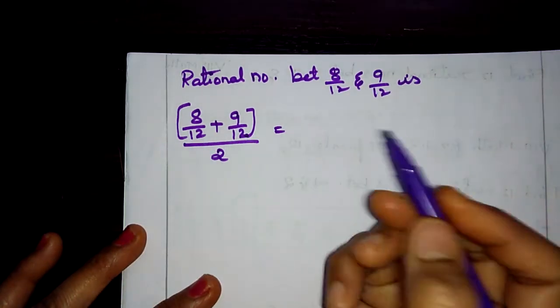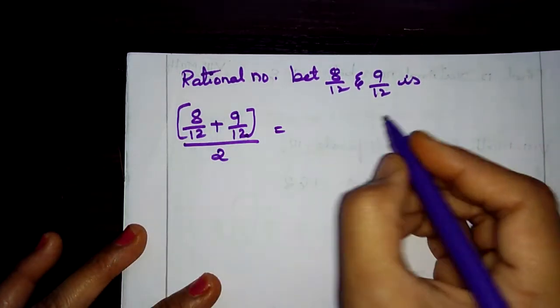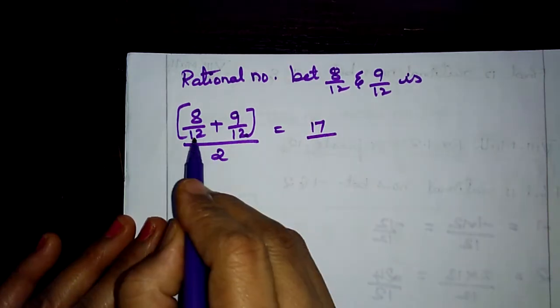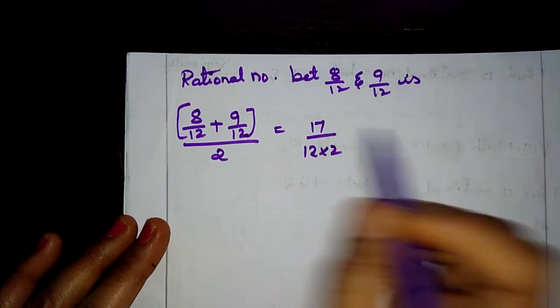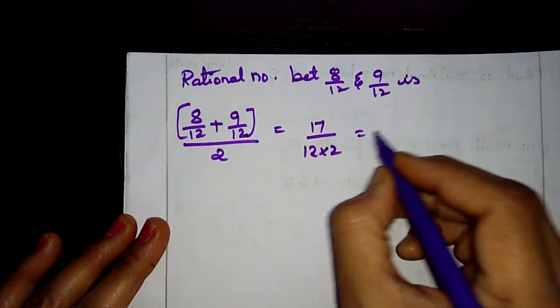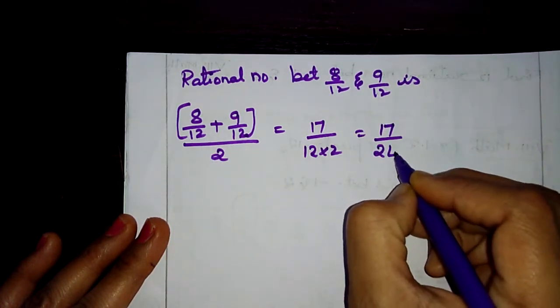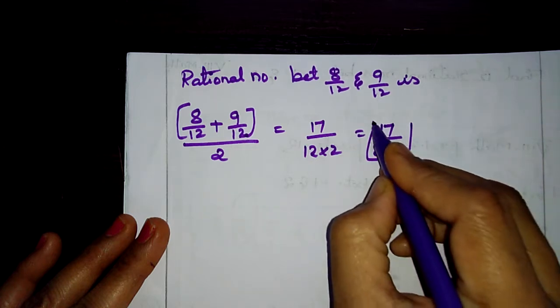These two are like fractions, directly you can add. So 8 plus 9 is 17. Here this 12 is there, no? It will go to the denominator. So 17 by 24. 17 by 24 is our answer.